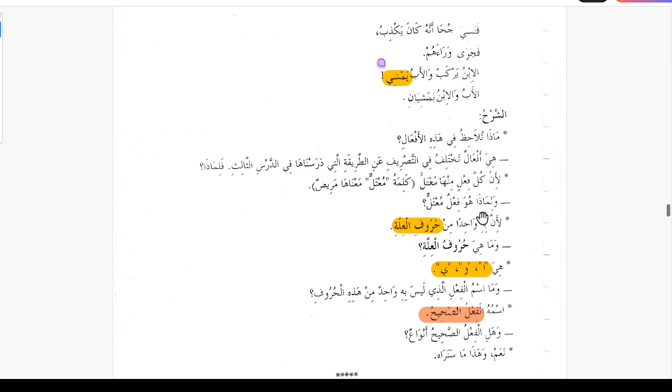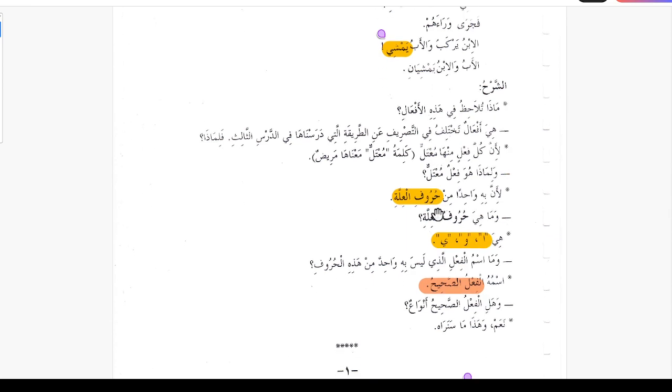Falimaza huwa failun mu'talan, and why they are defective verbs or weak verbs. Why is this a defective or a weak verb? Lianna bihi wahidun min harufi illa, because in it there is one letter which is haruful illa, we can say the defective letter or the weak letter. Wama hiya harufu illa, what are haruful illa? Those are al alif, waw and ya. So if any verb has one of these 3 letters, that is called a mu'tal verb, or a defective or a weak verb.